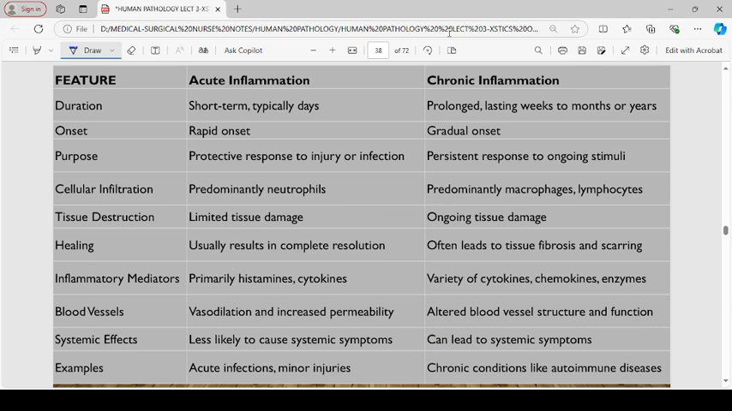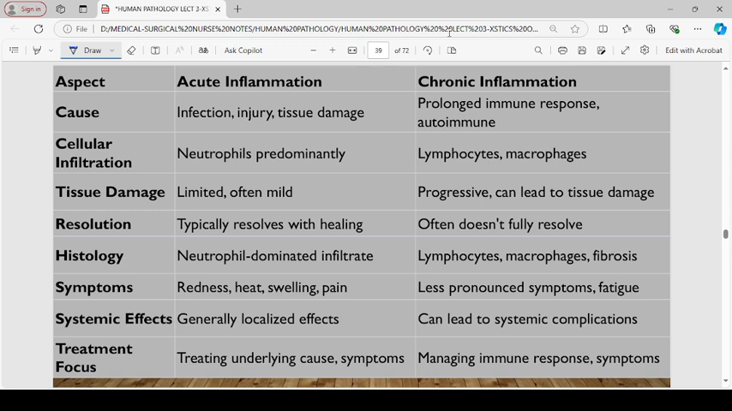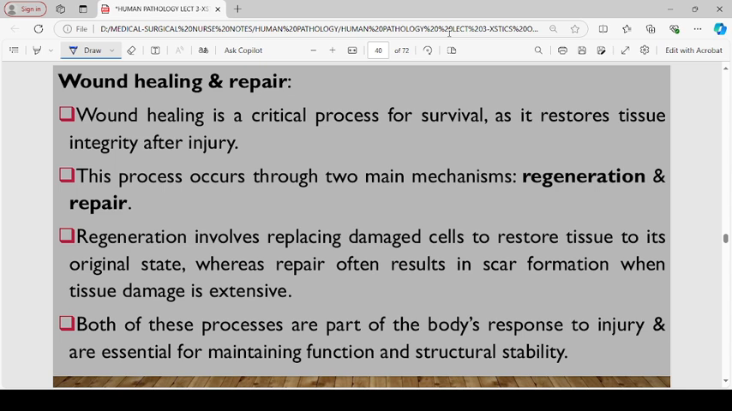Systemic effects are very minimal in acute inflammation, but when you look at chronic inflammation, it could lead to systemic effects like fever and the rest. So acute infections and minor injuries are good examples of acute inflammation, while autoimmune diseases will serve as an example of chronic inflammation, right? All right, guys. So that takes us to another subtopic where we're looking at wound healing and repair.